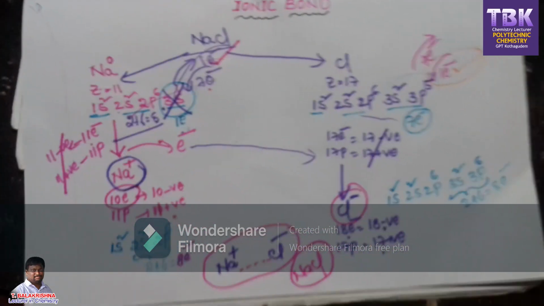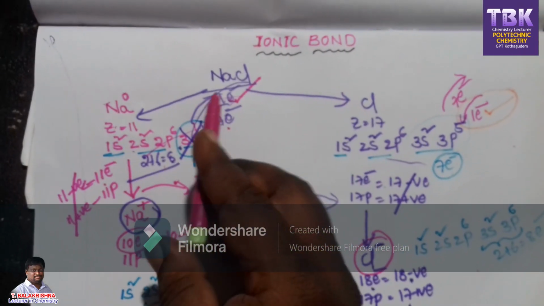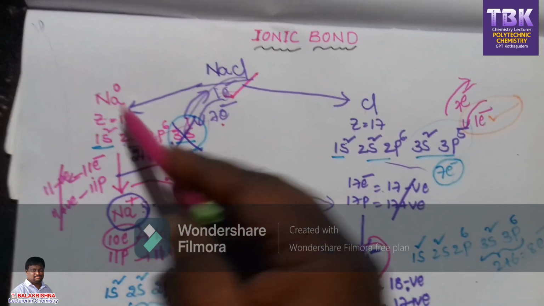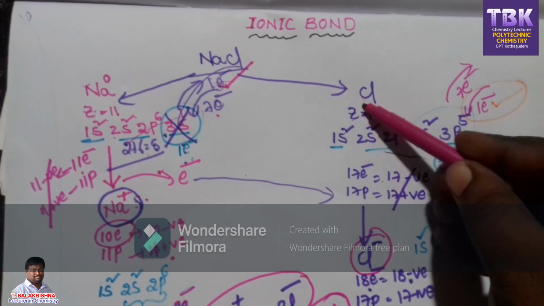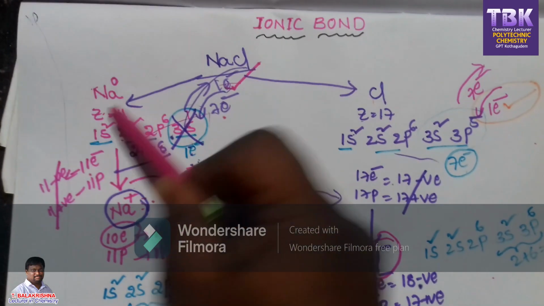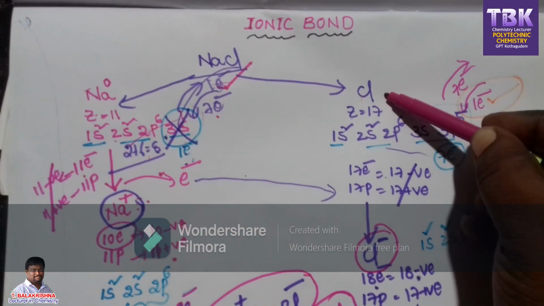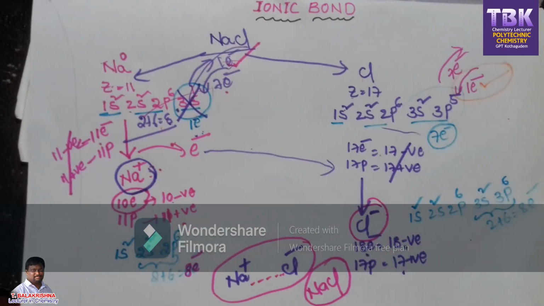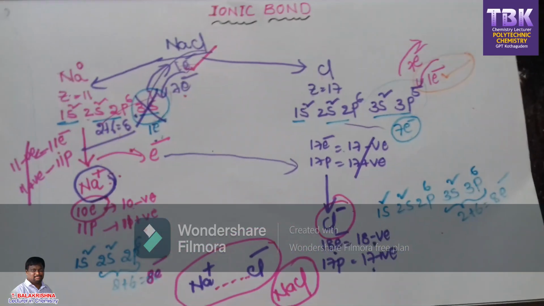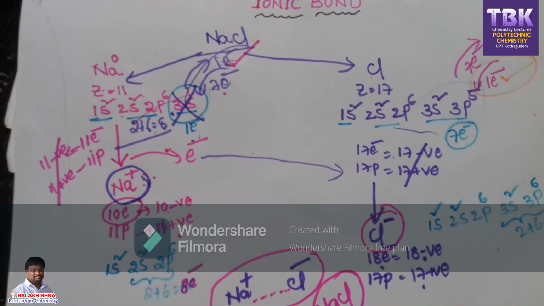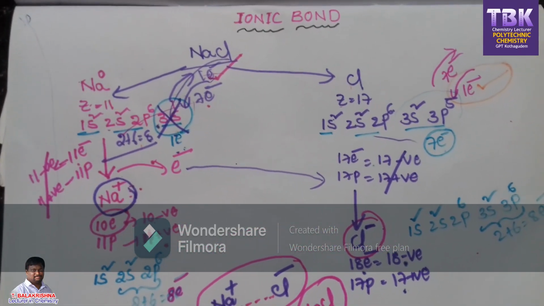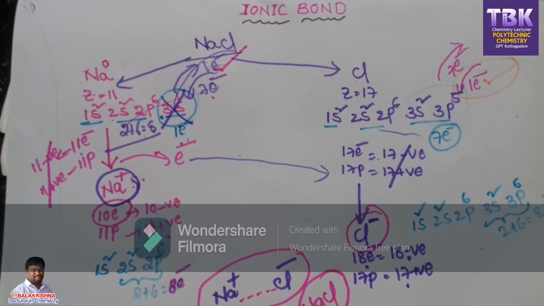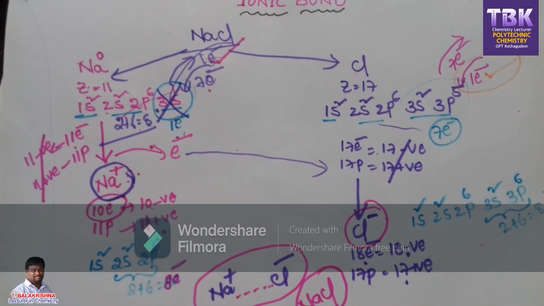There are 3 steps here. One is the formation of a cation, which is positive, from the metal, and the formation of an anion from a non-metal. You know this is a metal, a first group element. This is a non-metal, a 7th group element, the halogens. The first 2 groups are metals, alkali metals and alkaline earth metals. Sodium is a metal, chlorine is a non-metal.